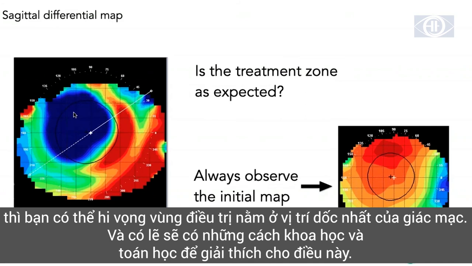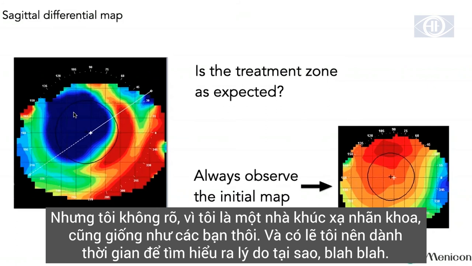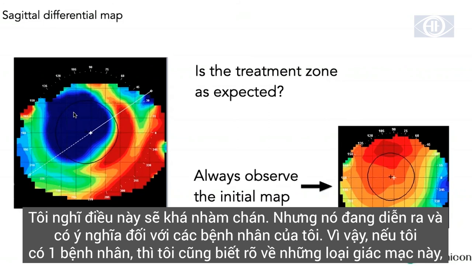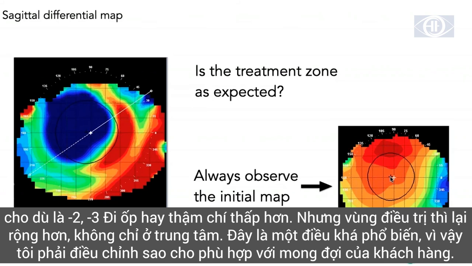And probably there are scientific or mathematical ways to explain it, and I don't know. I'm an optometrist. I'm a practitioner. I'm just like you guys. Probably I could make the time to find out why this is all exactly happening, mathematically and so on. I think it's quite boring. I see this is happening, and this is what it means for my patient. So if I have a patient with these kinds of corneas, I know already, even if the power is -2 or -3, very low minus power to correct, that the treatment zone will be more superior, not in the center. That's a very, very common thing.